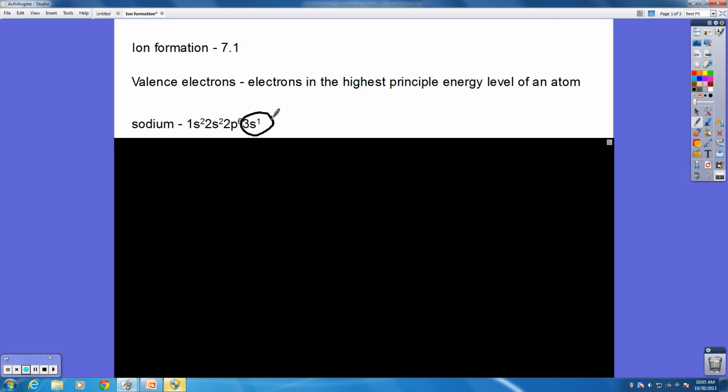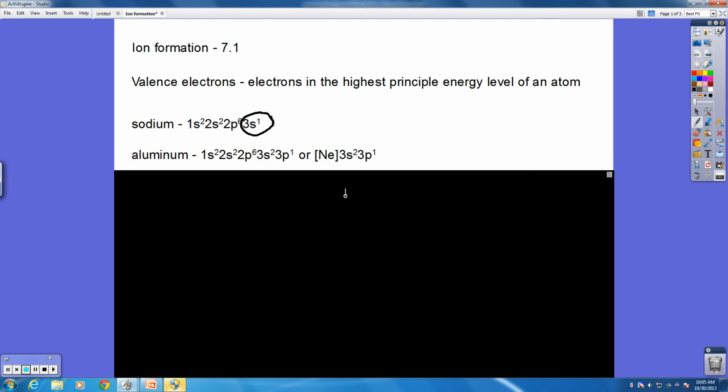So if you start to notice that trend in electron configuration, that helps you understand the trend in valence electrons. If we look at aluminum, here's aluminum's electron configuration. Now notice when we abbreviate that, it actually helps us to very easily see where those valence electrons are. So aluminum would have 3 valence electrons, the 2 from the 3s and the 1 from the 3p.